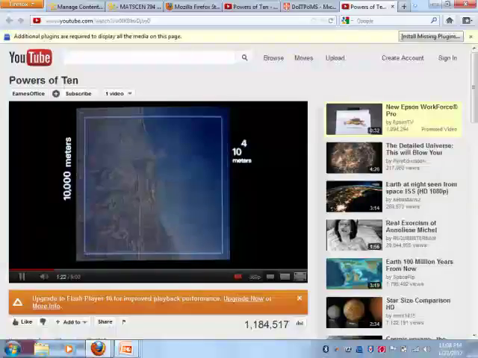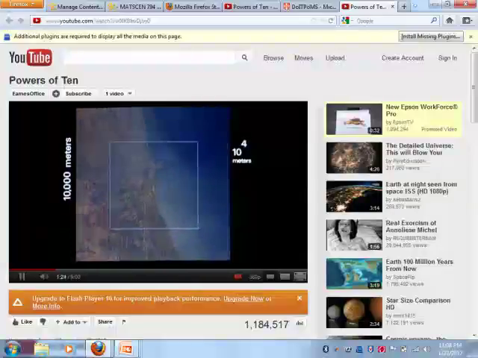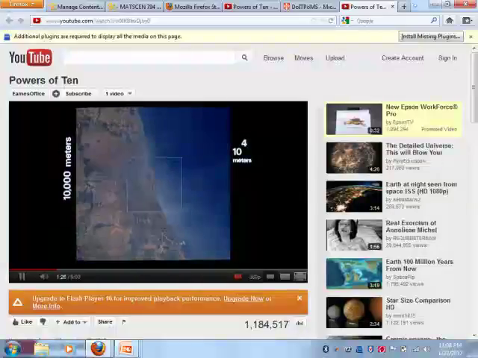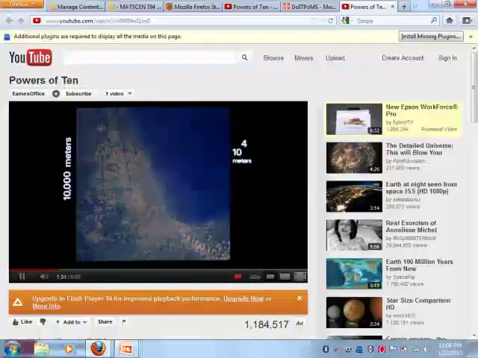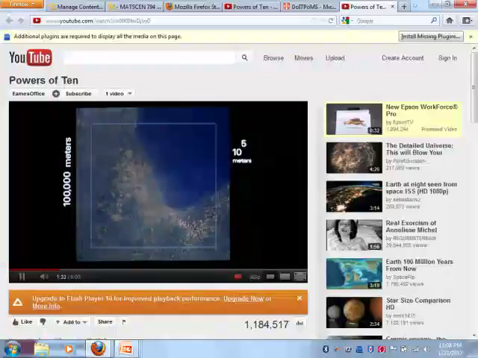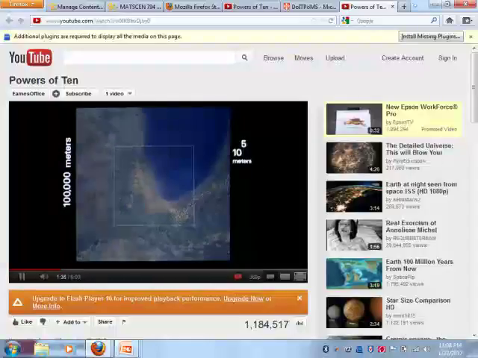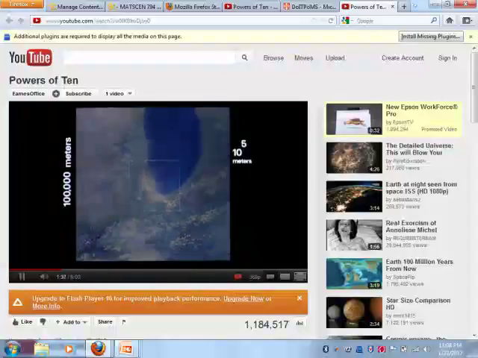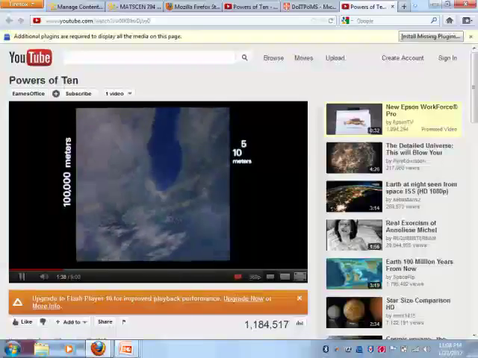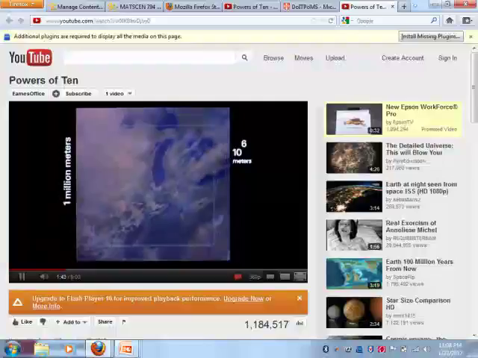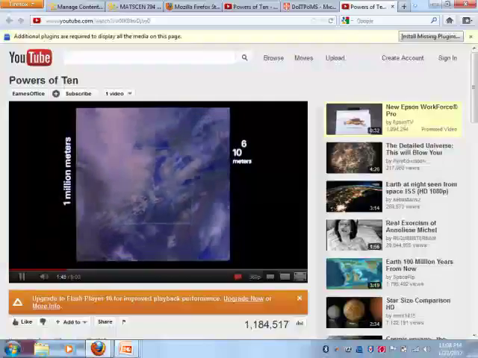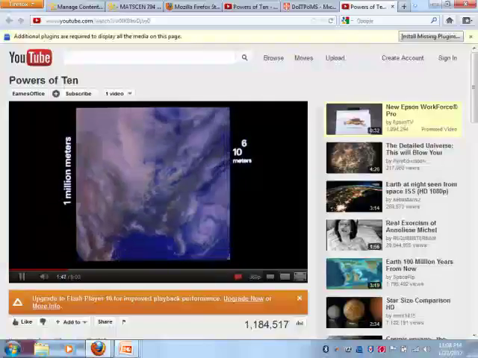10 to the 4th meters, 10 kilometers. The distance a supersonic airplane can travel in 10 seconds. We see first the rounded end of Lake Michigan, then the whole Great Lake. 10 to the 5th meters, the distance an orbiting satellite covers in 10 seconds. Long parades of clouds, the day's weather in the Middle West. 10 to the 6th, a 1 with 6 zeros, 1 million meters. Soon the Earth will show as a solid sphere.